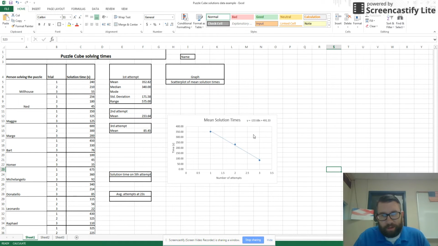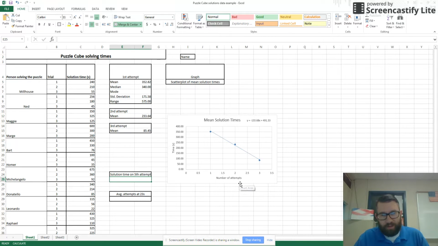So our slope-intercept equation is y equals negative 133.68x plus 491.33. Now your equation is going to be different because you have different data. Now remember I said last time that Excel does math for you. So we're going to have Excel do some math for us again. We want to find the solution time on the 5th attempt.